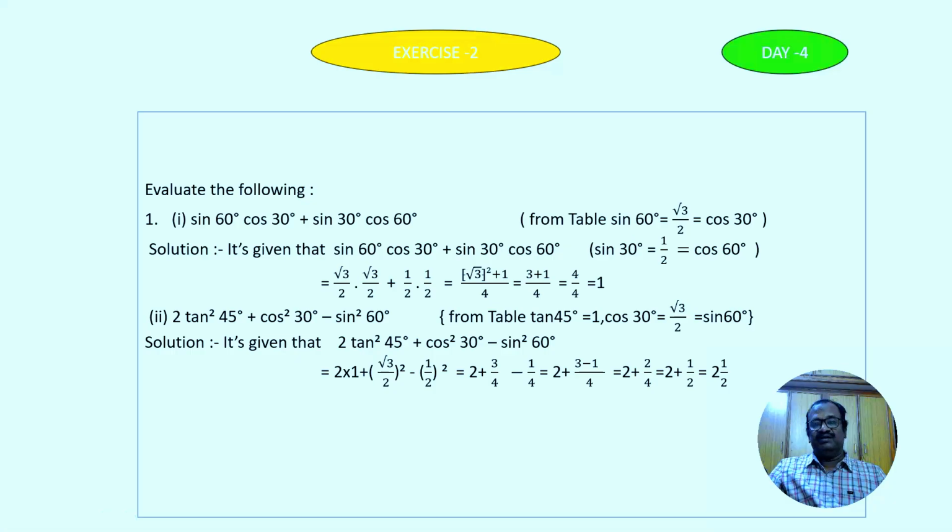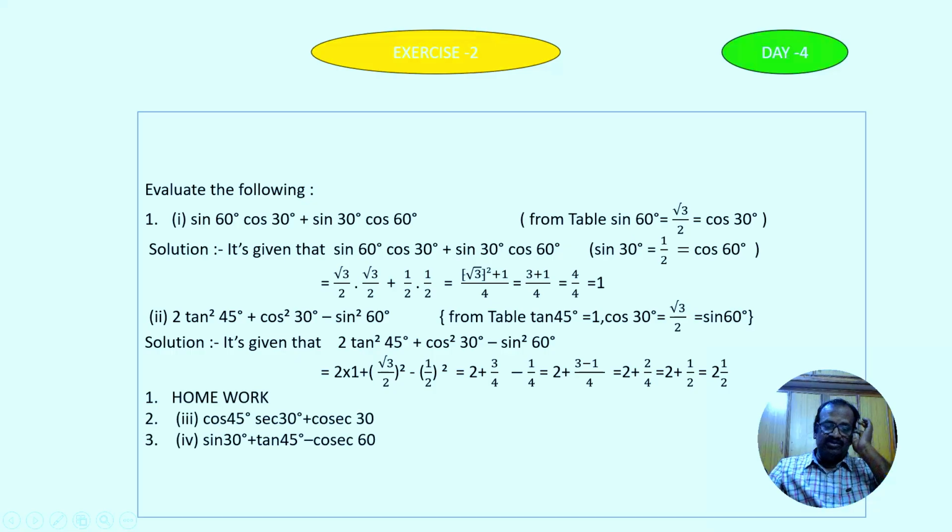This is also nothing but simple algebra, simple LCM. We have to take 2 into 1 squared, plus root 3 by 2 whole square, minus 1 by 2 whole square, which gives us 2 plus 3 by 4 minus 1 by 4. These two are like fractions, 3 by 4 and 1 by 4. So 2 plus 3 minus 1 by 4 gives 2 plus 2 by 4. By cancellation, we got 2 plus 1 by 2, which gives us 2 and a half. The other two problems you have to take as homework. Just try yourself. If you can't, contact me.